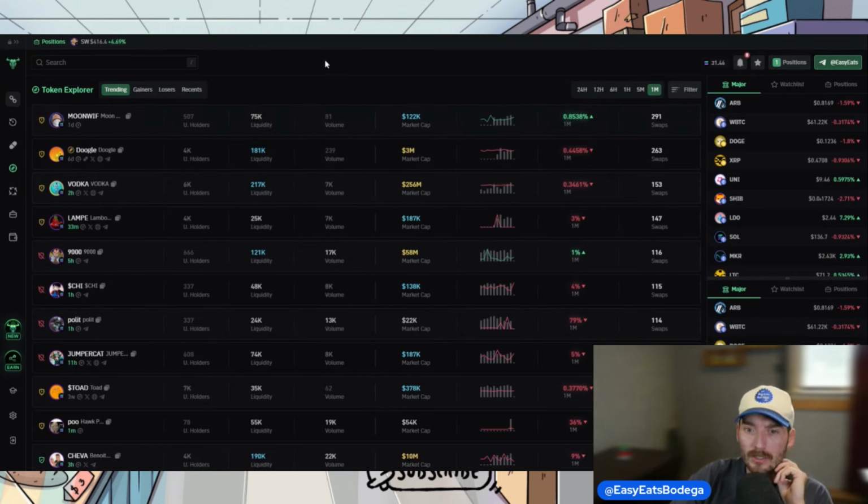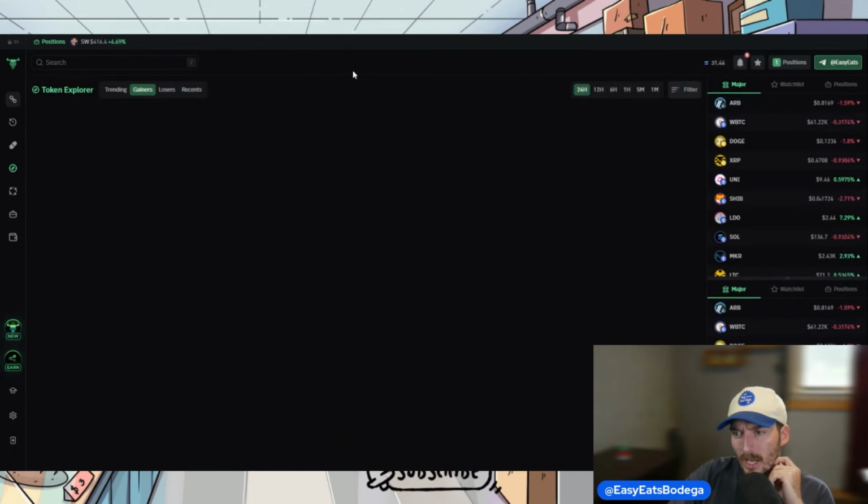Now, as we keep looking at token explorers, there's a whole bunch of stuff here. We can see majors, we can see what's trending, top gainers on the day. If I want to look at top gainers over 24 hours, you know, not too shabby. Top losers, a whole mess of stuff from a token explorer. Personally, though, I don't leave Pump Vision. That's the one that I like.